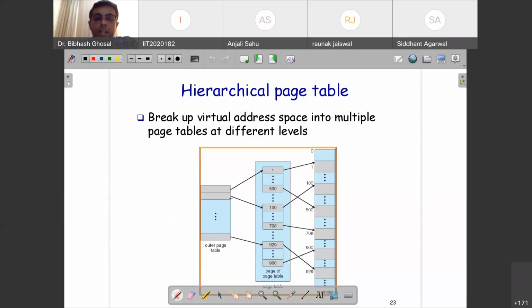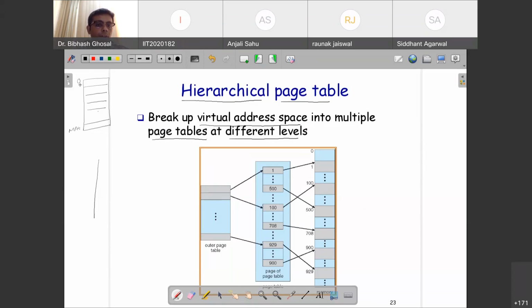So we call that a hierarchical page table. What is this hierarchical page table? You break up the virtual address space into multiple page tables at different levels. For example, the one that you see here. Let me show you the idea. This is the entire virtual address space from 0 to some max. You have divided it into a number of pages.